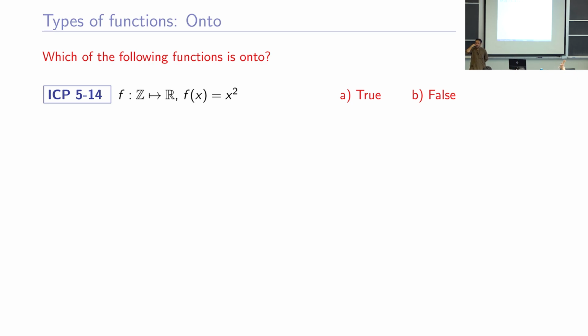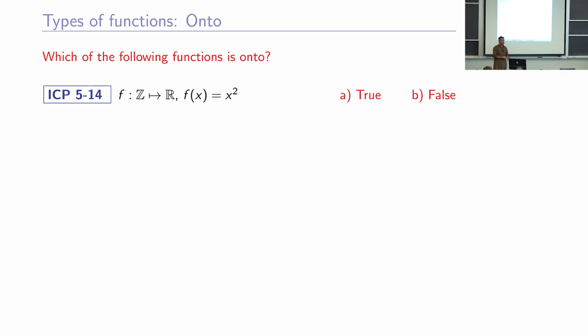Yes? Every real number is a perfect square. That's a good way of saying it. If I want to say this function is onto, basically I am saying every real number is a perfect square. Perfect square means square of an integer, right? So every real number is the square of some integer, or every real number has an integral square root. That is what this function is saying.